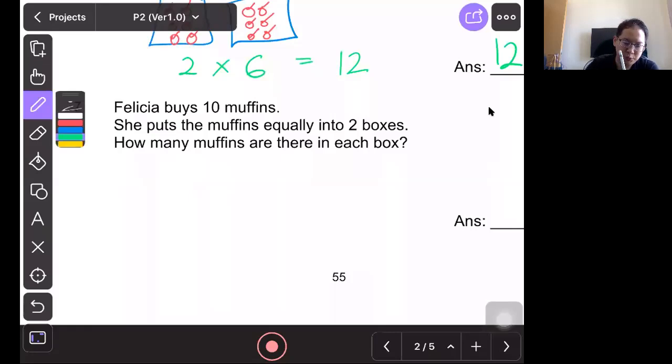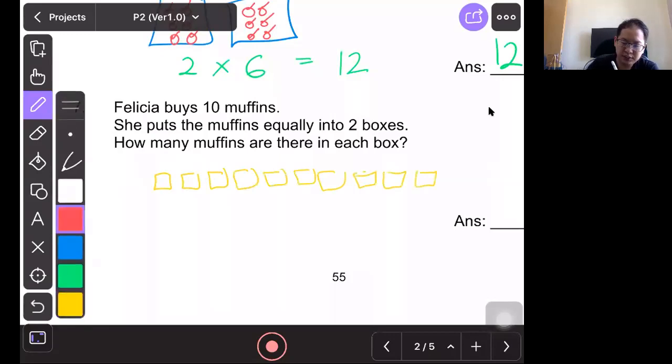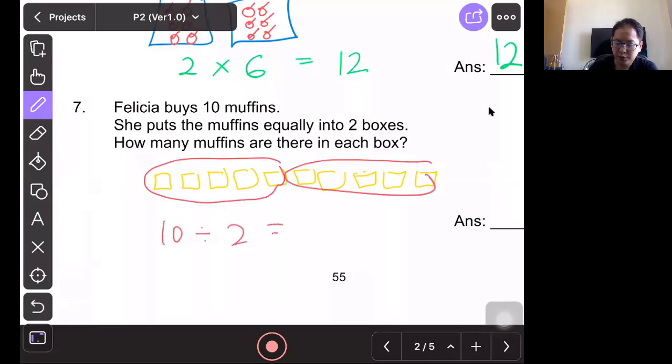So, Mr. Tan will draw 10 muffins. 1, 2, 3, 4, 5, 6, 7, 8, 9, 10. Put into two boxes. So 10 divided by 2 is equal to 5 muffins in each box. Can you see? 1, 2, 3, 4, 5. 5 muffins.